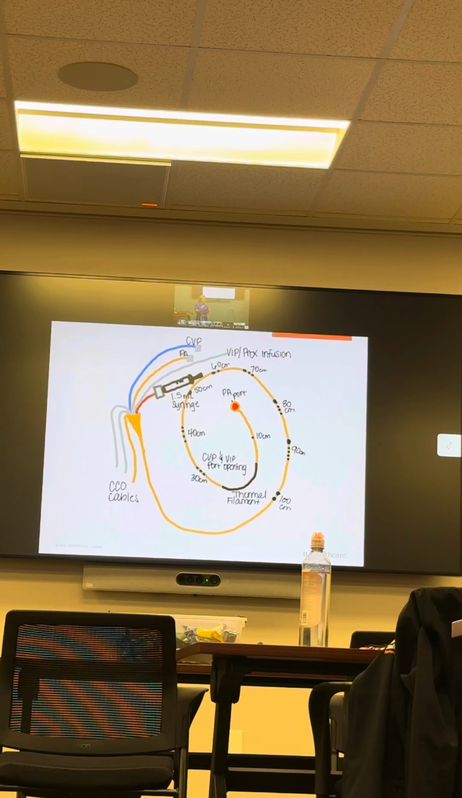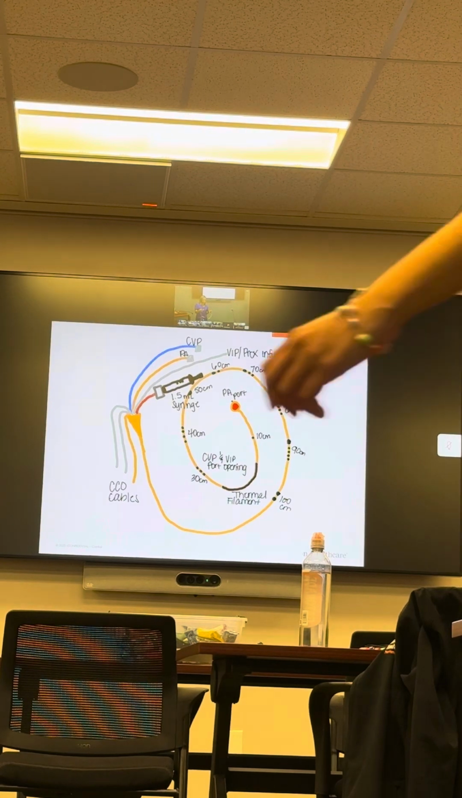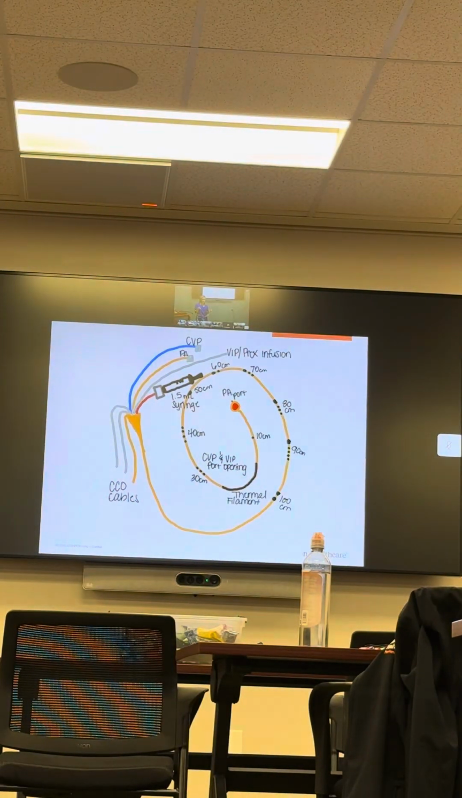Just be careful because you really have to screw it up. It's white to white, blue to blue. But if you bend any of the components inside of there, the whole catheter is broken. So don't do that.